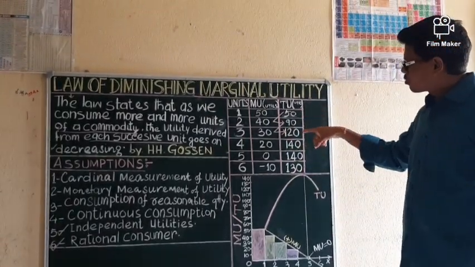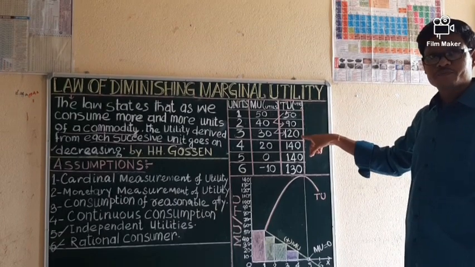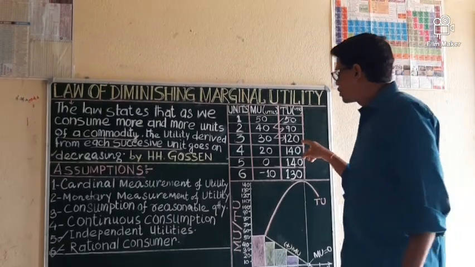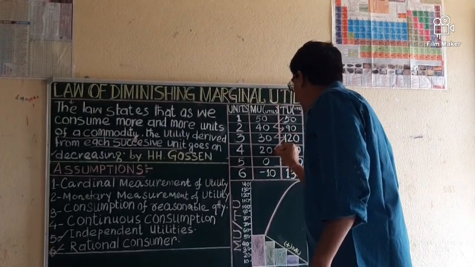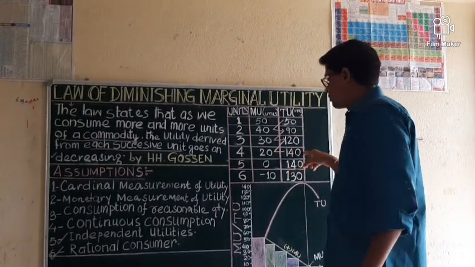So now again total utility is increasing. Now we are going to the fourth unit. So 120 plus 20 is 140.